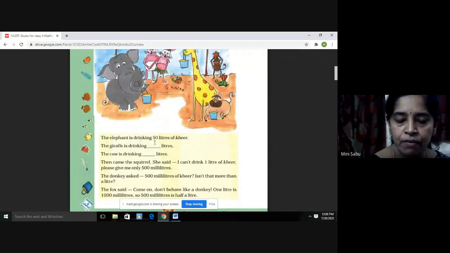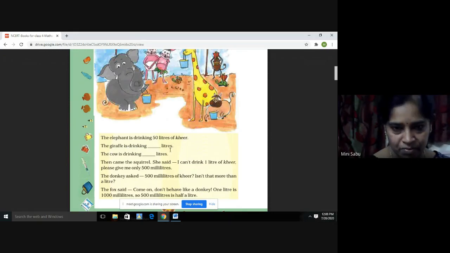The elephant is drinking 50 liters of ghee. You know, elephant is a big animal, very big animal. So it can drink even 50 liters of ghee. Giraffe is drinking dash liters that you have to decide. Okay, giraffe maybe 15 liters, maybe 20 liters. You can write as you feel according to its size. Okay, the cow is drinking dash liters. This also you can just guess and write 5 liters, 10 liters like that.